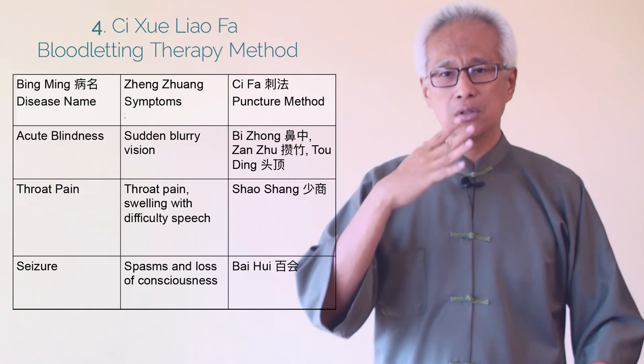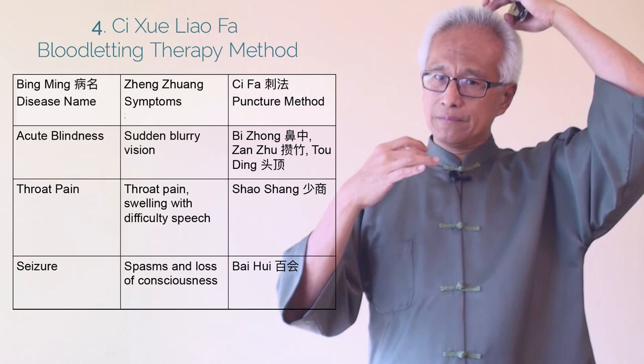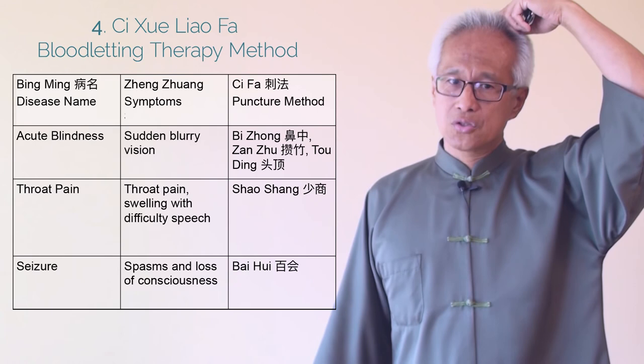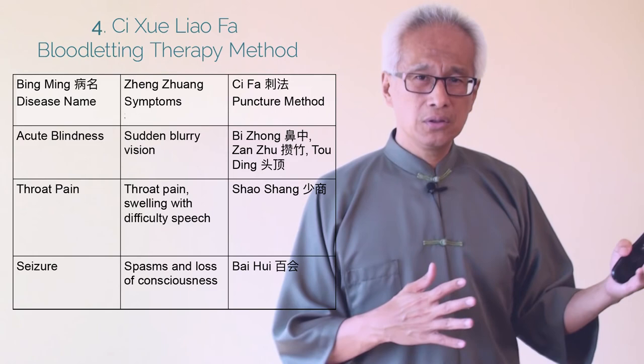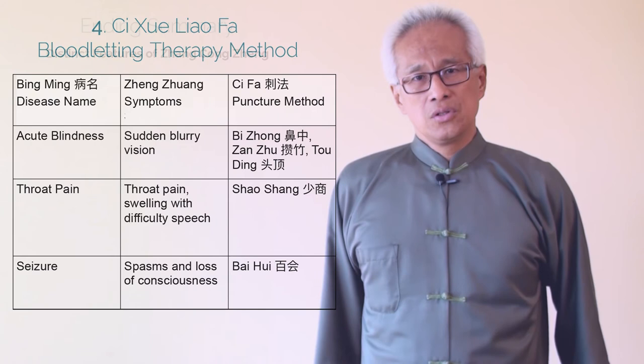And for acute blindness, sudden blurry vision, you would do Zhuanzu, you would do Toding, and you would do Bizong type of point to bleed. And seizure, if you have spasm and loss of consciousness, you can also bleed Bai Hui. So you can see, this is not a true bloodletting therapy like the Europeans. Your whole goal is not to bleed so much out, but to stimulate the point and allow some blood to move, allow the stagnancy to get out of the body, so the body will heal on its own. So to this end, this is a wonderful doctrine.